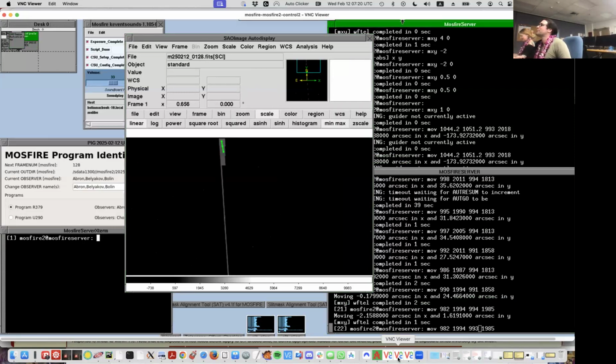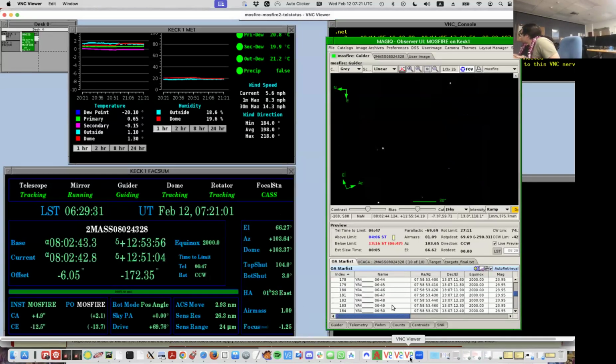Hello, Tony. I'm going to put in the quick dark right now, and I'm going to highlight the next target. So the time right now is 7:20 UTC. So I'm going to show them. So now I'm scrolling down the target list. I'm going to choose the RA dec for 7:20.